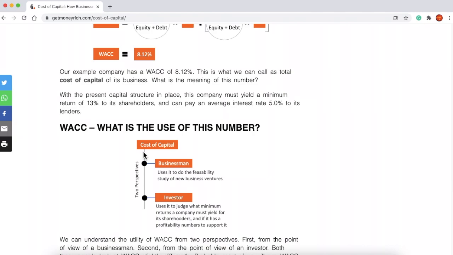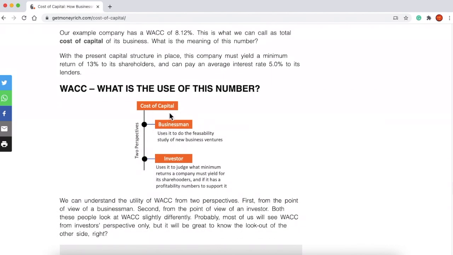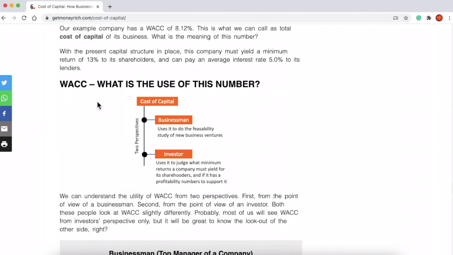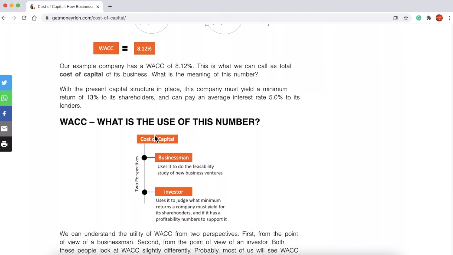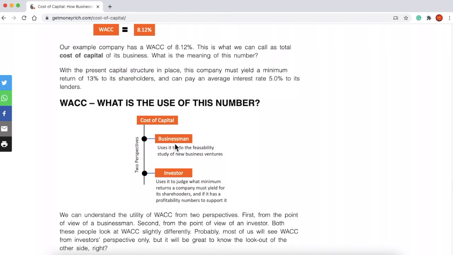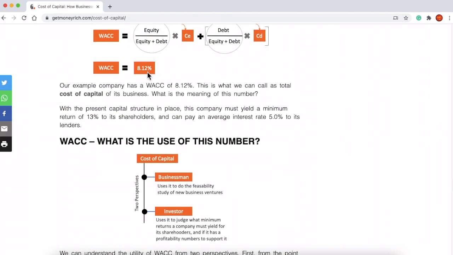So what is the use of this cost of capital? Basically, the cost of capital can be understood from two perspectives: one from a businessman's perspective and one from an investor's perspective. A businessman uses this calculated value of cost of capital to evaluate his new ventures. Suppose his team has told him that they want to install a new manufacturing facility, and that facility seeks sanction from the business owner. What will the business owner do? He will ask two things from his team. First of all, he will ask, what is the weighted average cost of capital of our existing business? Suppose the weighted average cost of capital was 8%.